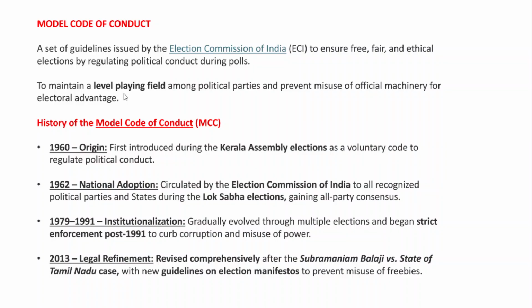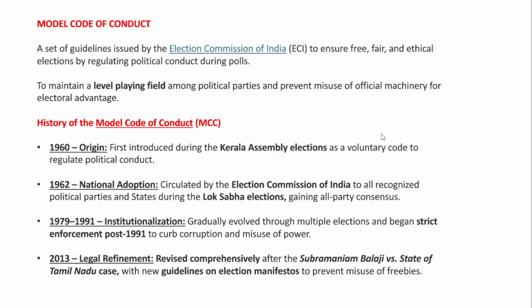Now let's understand the history of the Model Code of Conduct, how it has evolved. We will also understand whether Model Code of Conduct has a statutory status or not. First, if you talk about the origin of the Model Code of Conduct, in the year 1960, it was first introduced during the Kerala Assembly elections. However, at that point of time, it was a voluntary code to regulate the political conduct of the political parties and the candidates contesting elections.